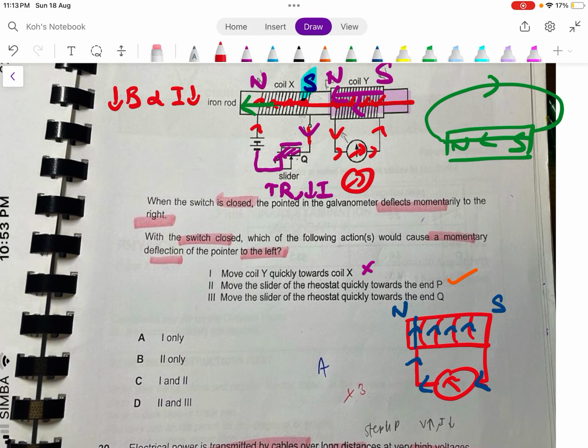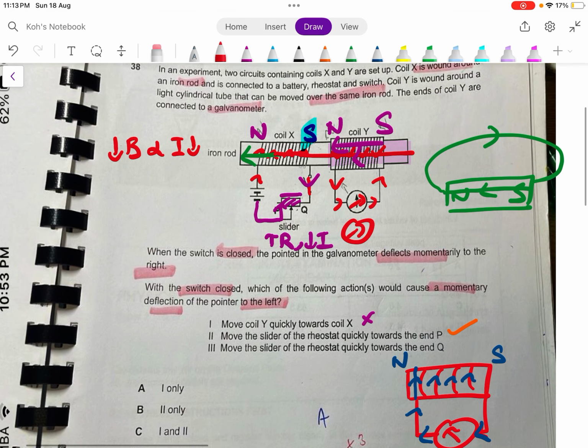Okay, of course, let's take a look at number 3. Move the slider of the rheostat quickly towards Q. So now it is the opposite effect of number 2, right? When you move the slider towards Q, you're actually decreasing resistance. Why is that so? Because you think about this: the current flows, then I close the switch, flows like that to point Q, right? Instead of flowing through the rectangle part, you go straight to the slider and go back home. So in this manner, you actually increase your current. You are decreasing your resistance.